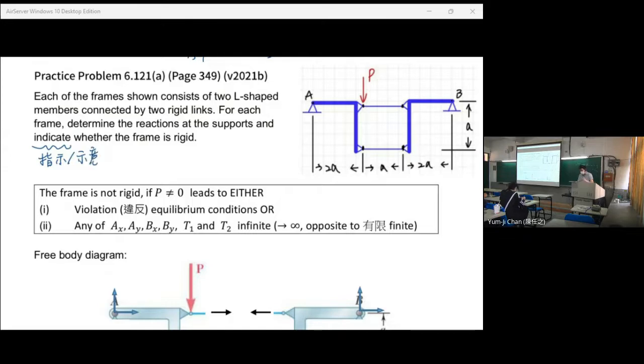Whether the frame is rigid, okay? So we don't know whether this is a rigid body, and we want to show whether it is a rigid body or it is not a rigid body. So we want to show it is a rigid body or it is not a rigid body.